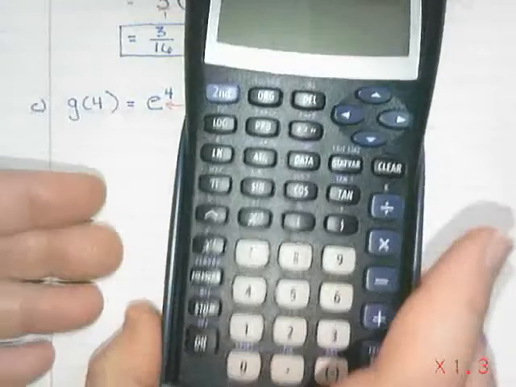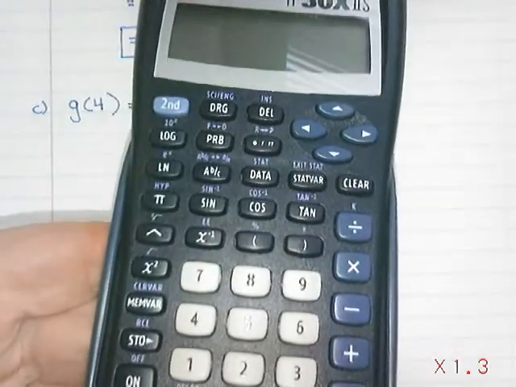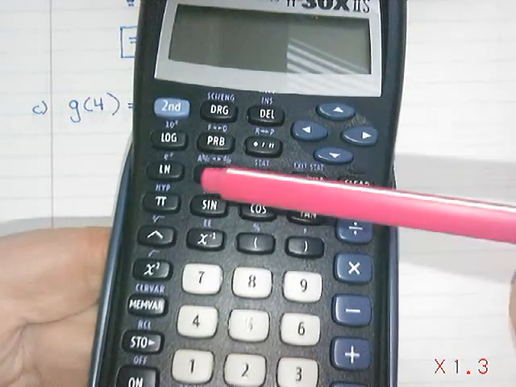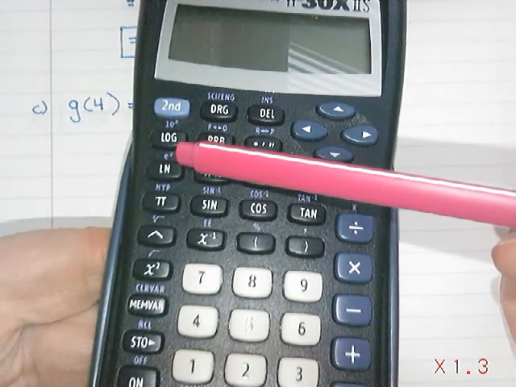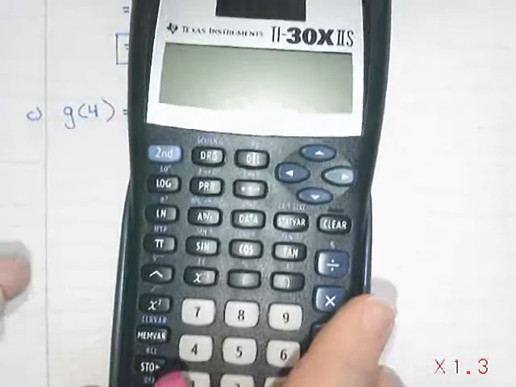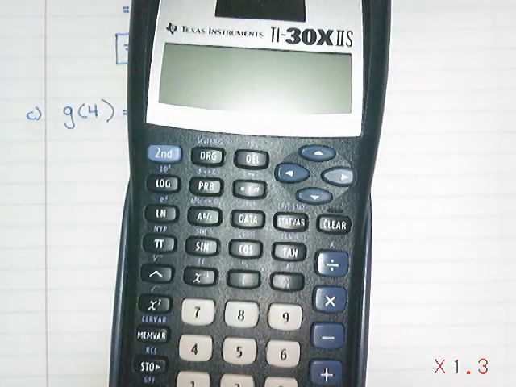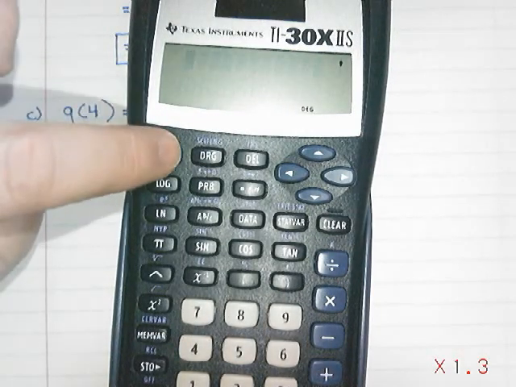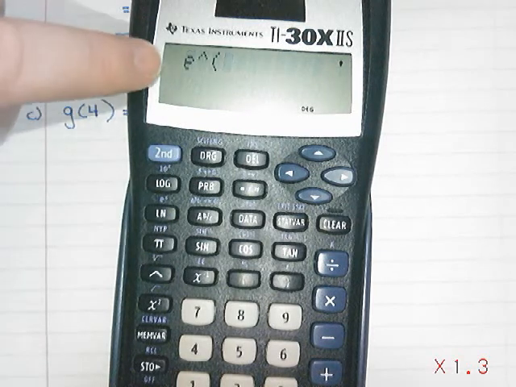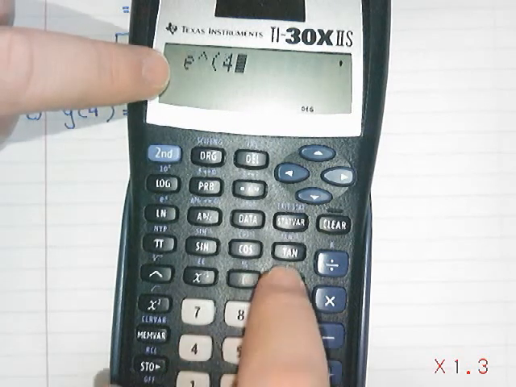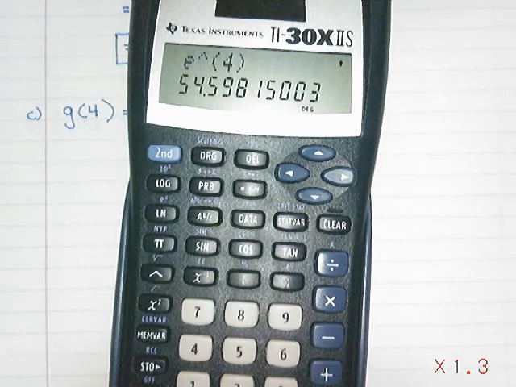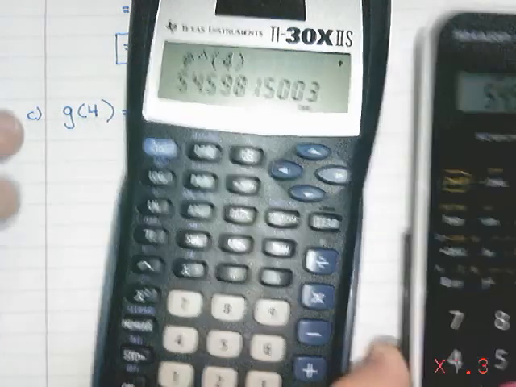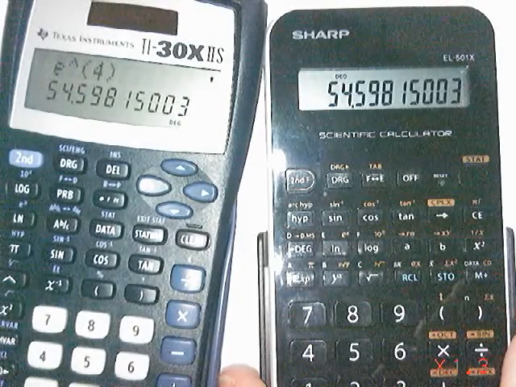On this calculator, it's a little hard to see, I have a ln button. It is right here, and then above it in blue is my e to the x. So on this one, if I turn it on, I would do second and then my ln button, and there's that e to the x, and then I would put the 4 in. It just depends on what type of calculator you have, what order we're going to do it in. For both of them, I got the same answer.